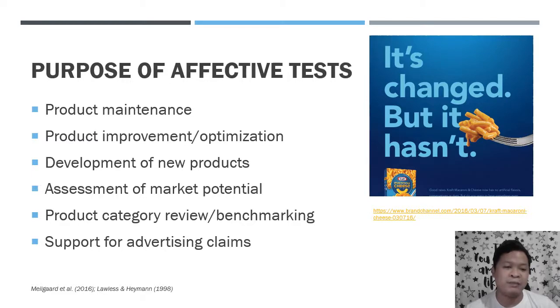it can also be used to assess market potential, especially the qualitative affective tests such as focus group discussions, wherein you can get in-depth information from the consumers, which you cannot normally get using the answering of hedonic scales. You can also do benchmarking, comparison of products by offering, let's say, competing products side by side and looking at both their quantitative and qualitative aspects.